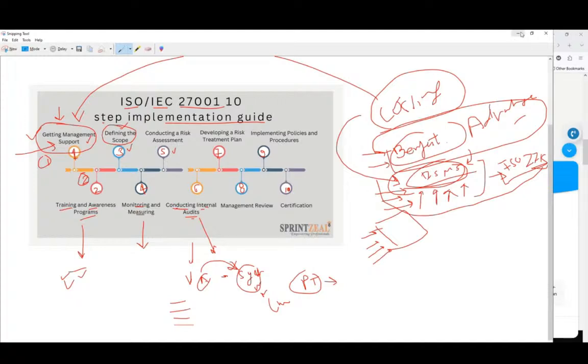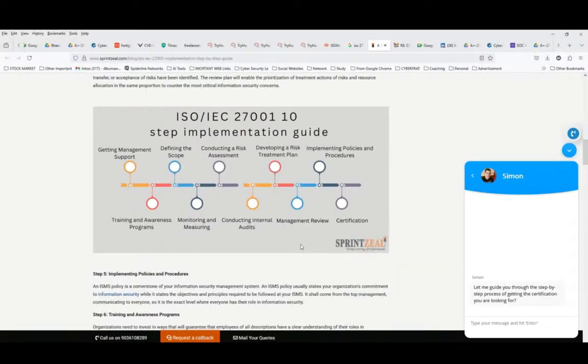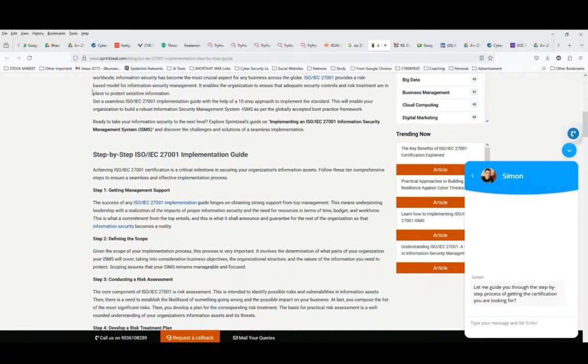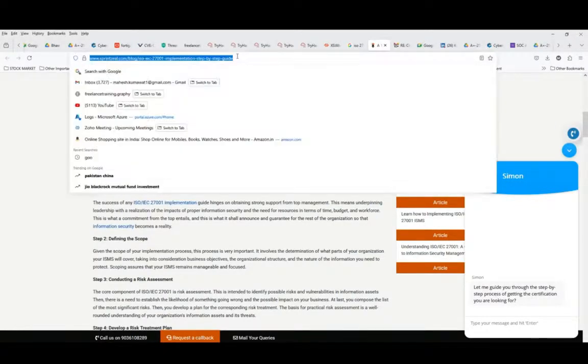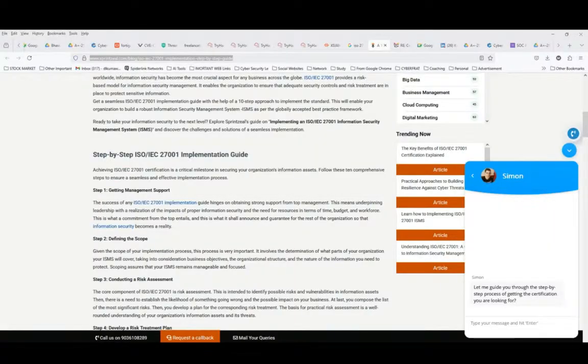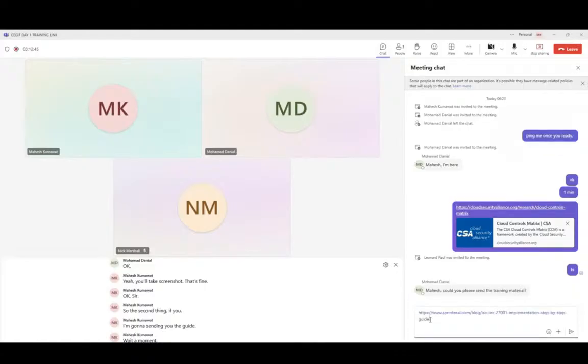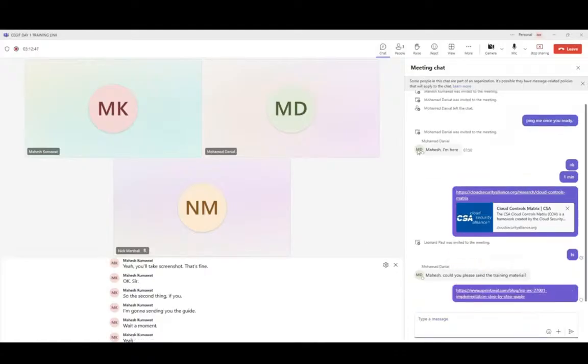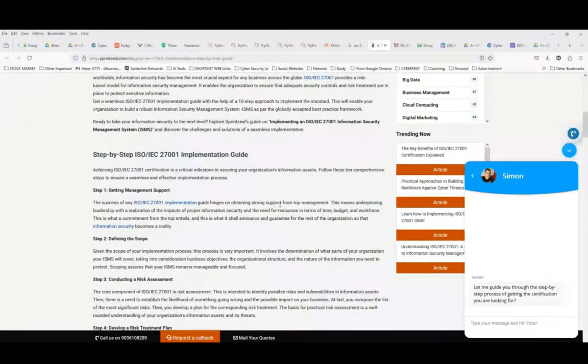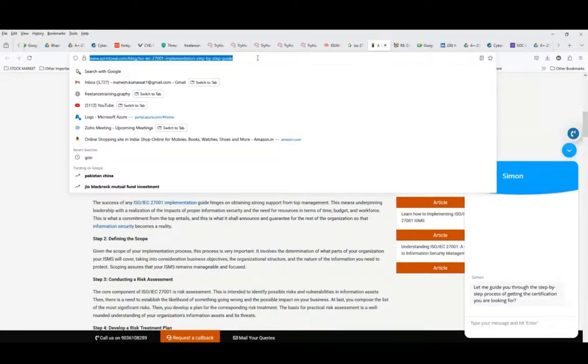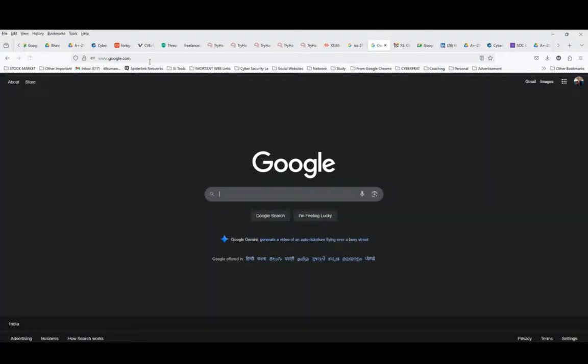Sure, sir. You understand? Okay. Yeah, you have to take a screenshot. That's fine. Okay, sir. So the second thing, I'm going to send you the guide. Wait a moment. The next question: what are the controls? What are the annexures in the company?